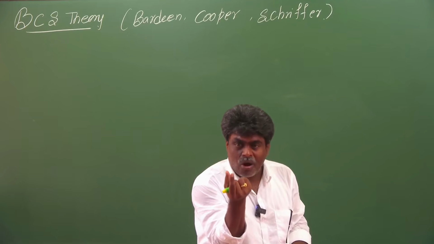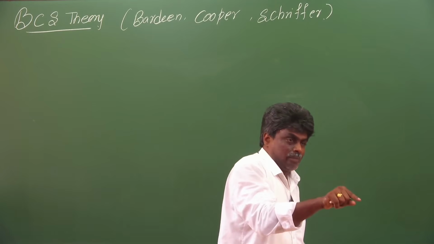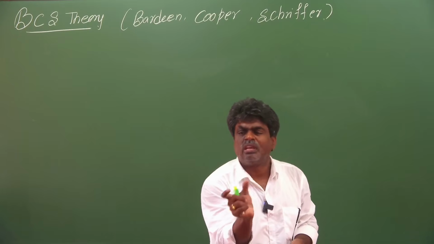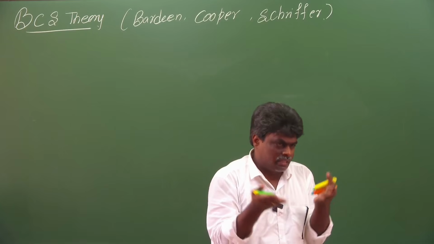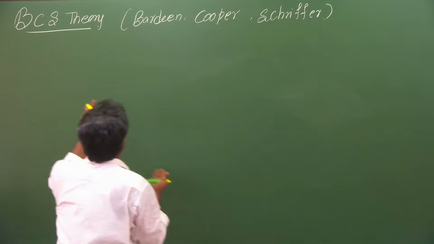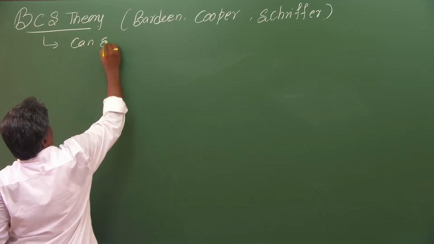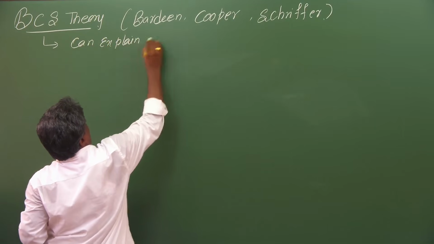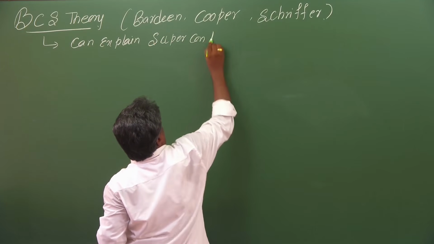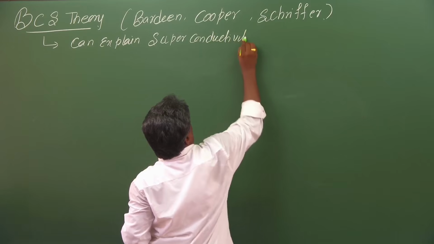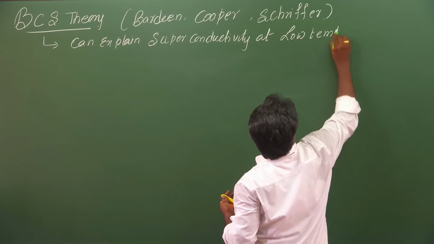Okay, how are they forming a pair? It means the attractive force is dominant over the repulsive force, but that is too weak. Why is it at low temperature? This is possible only at a low temperature. So the BCS theory can explain superconductivity at low temperature.